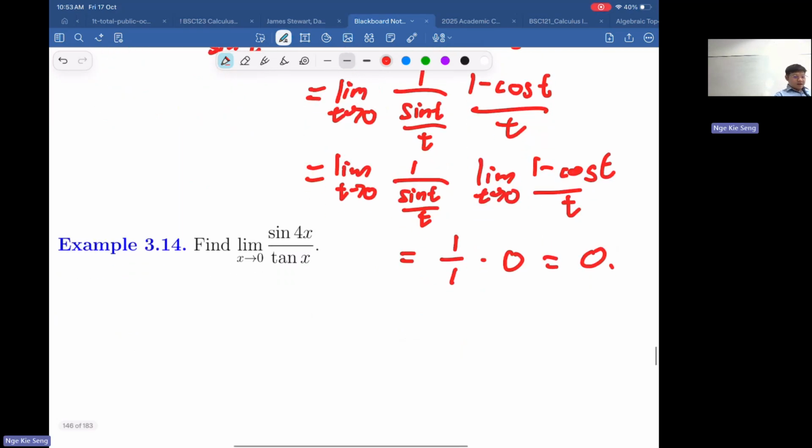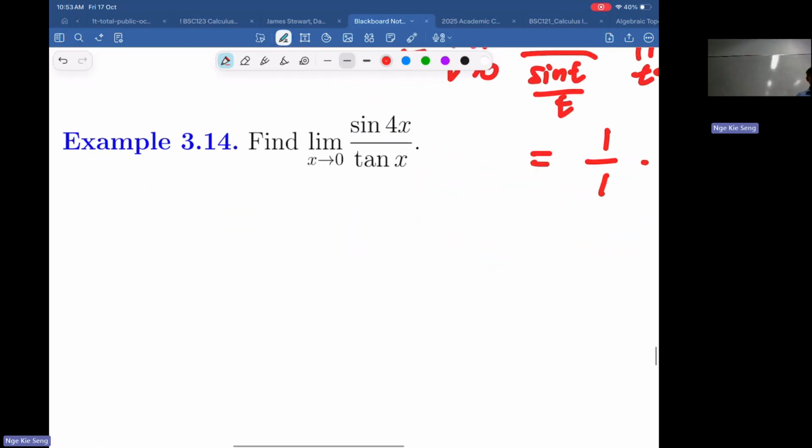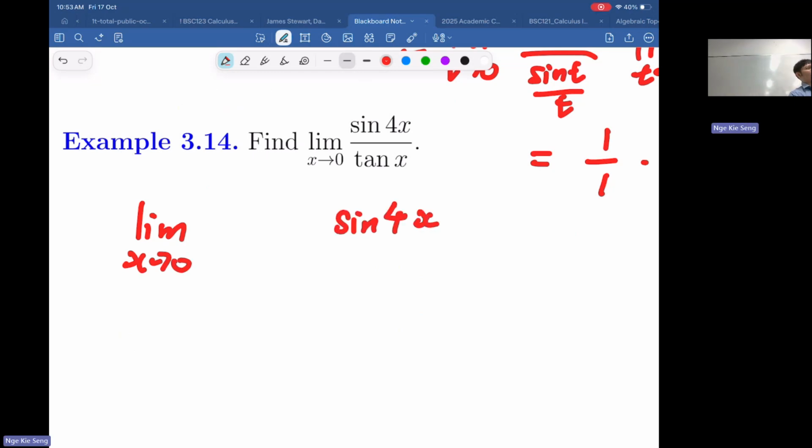Okay, last one, can we quickly discuss this? And I leave you to write down the details. So if you want to relate to the two identity, what should you do? What do you need for sine 4x to use the limit? You need a 4x, right? Okay, so on one side, you get 4x over tangent x.